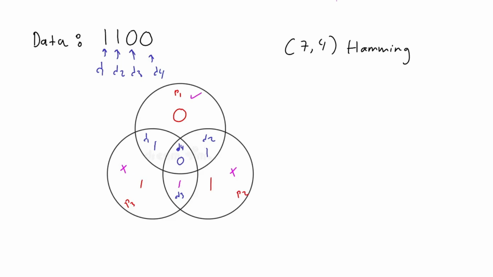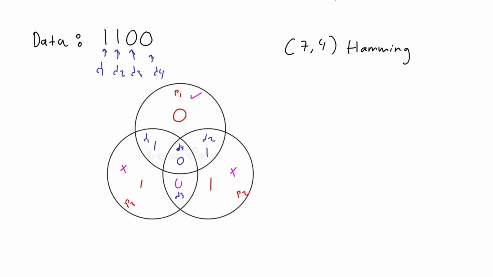That means our issue has to be in a place where these two parity bits overlap, and the only place that happens is D3. Just these two, not P1, just P2 and P3. So in that case, it would be D3, and we would switch it to a 0 if we wanted to fix it.